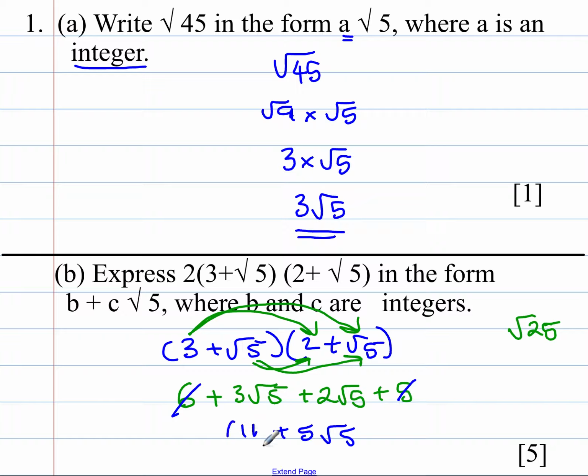Now remember, the whole thing is being timesed by 2. So what I'm now going to do is just expand my bracket. The 2 times 11 is 22. Then 2 times 5 is 10 root 5. There you have your answer.